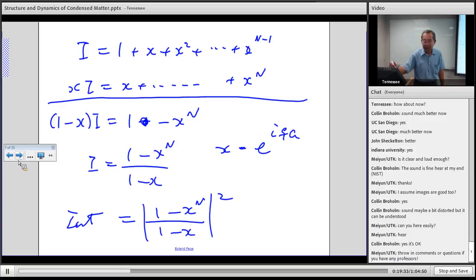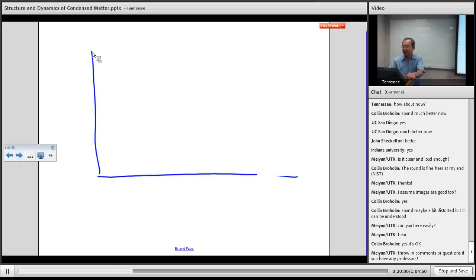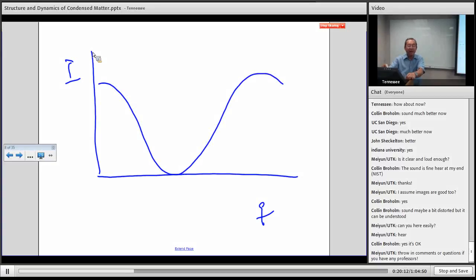Homework number 2 is to calculate this intensity for n equal to 2, 3, 5, 100, right? If you do that, you can see that the plot of Q versus I for n equal 2 is like that. And for n equal 100, if you normalize the maximum to 1, it becomes like that. Okay. So it becomes sharper and sharper. So that is the origin of the Bragg peak.